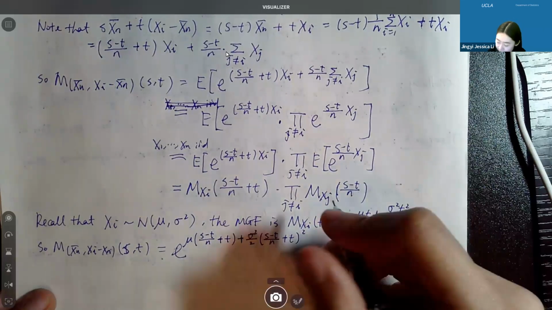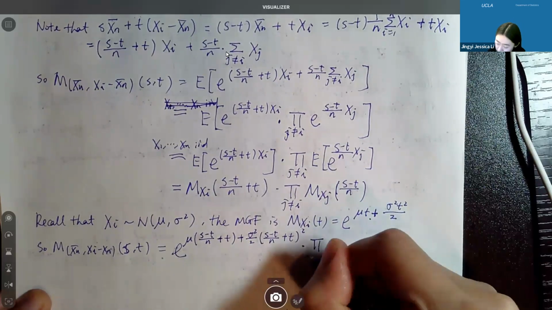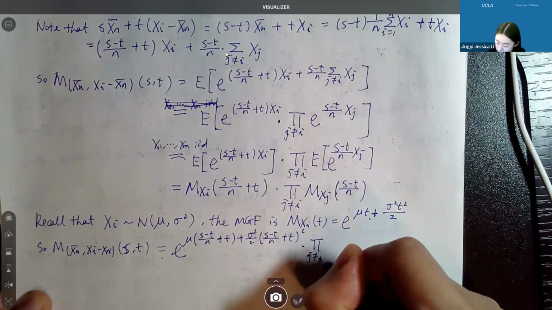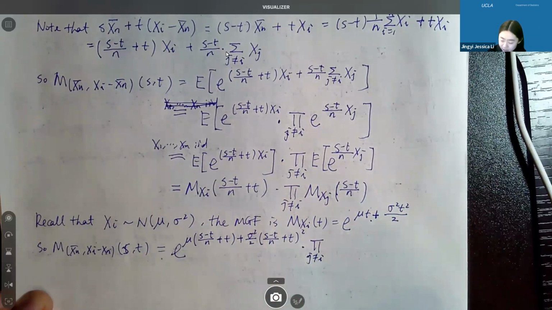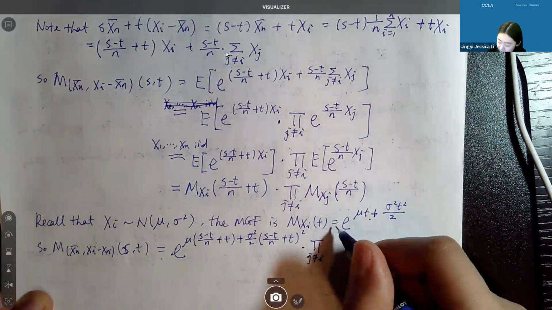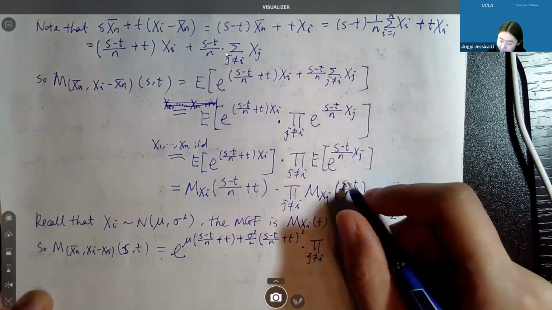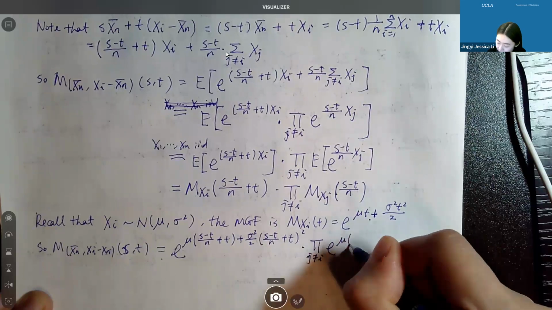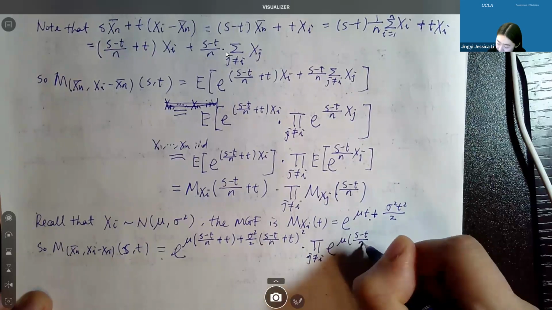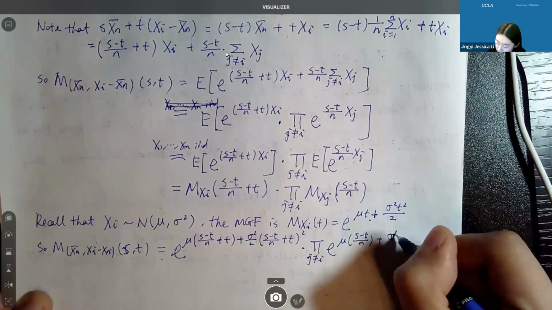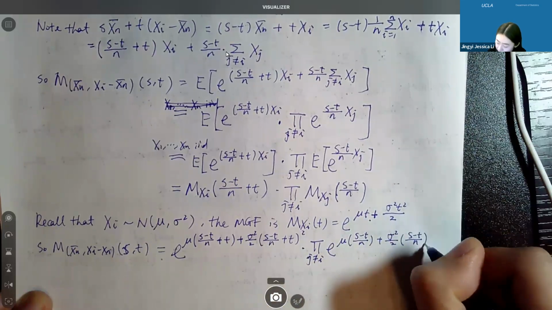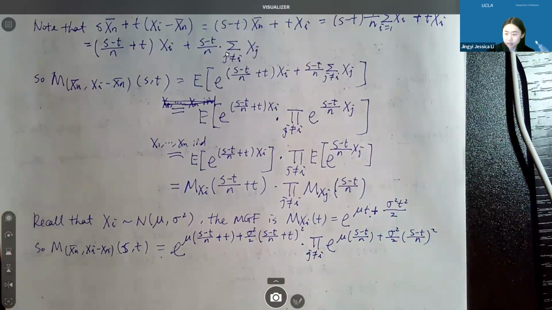Okay, and then continue. For j not equal to i, we have a product of n minus 1 terms. For each term, we are going to put this as the argument of the MGF. So it's mu times (s minus t over m) plus sigma squared over 2 times (s minus t over n) squared. The same reason.